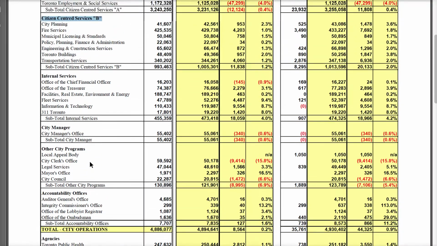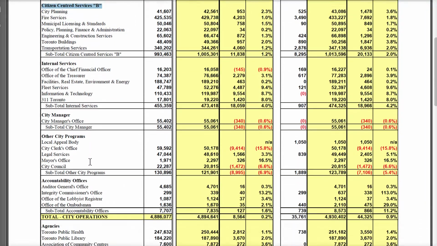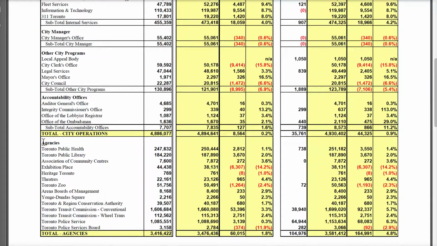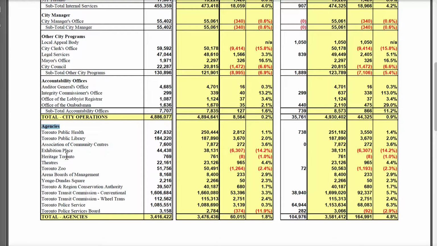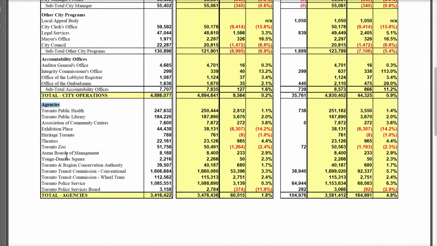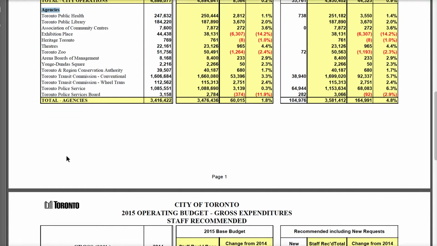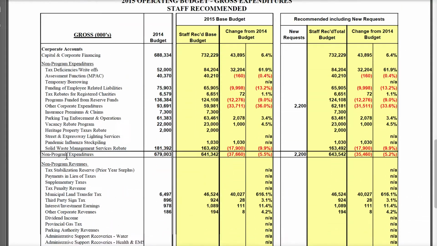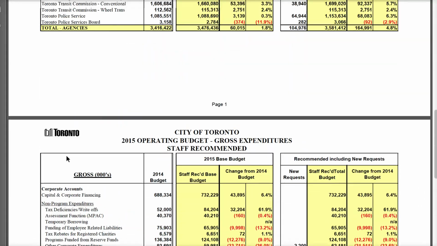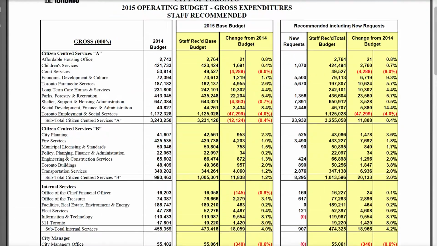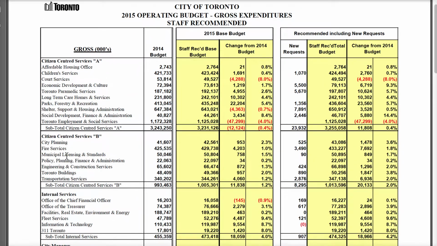You can see as you go down here, there's also a category, quite a large category, called agencies, which is kind of a legal form of how some of the services are delivered to Toronto. But again, that doesn't mean very much to regular folks that are trying to make sense out of this.